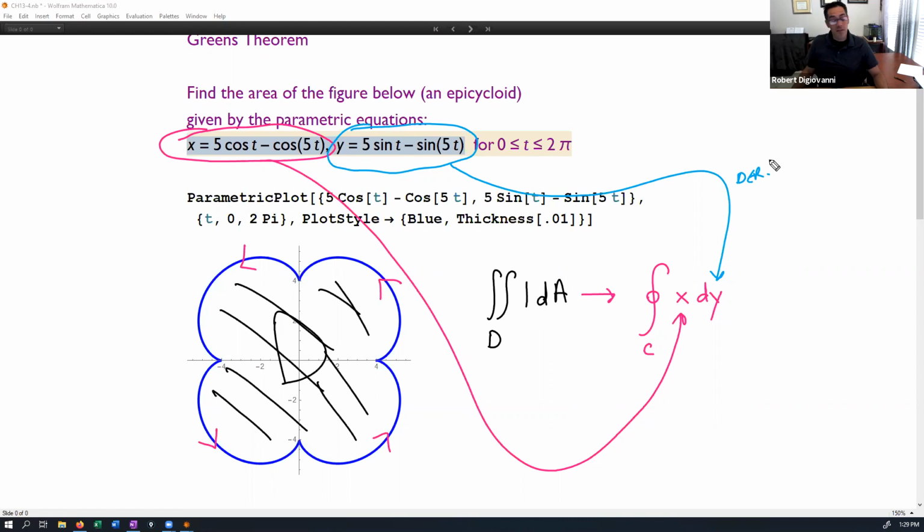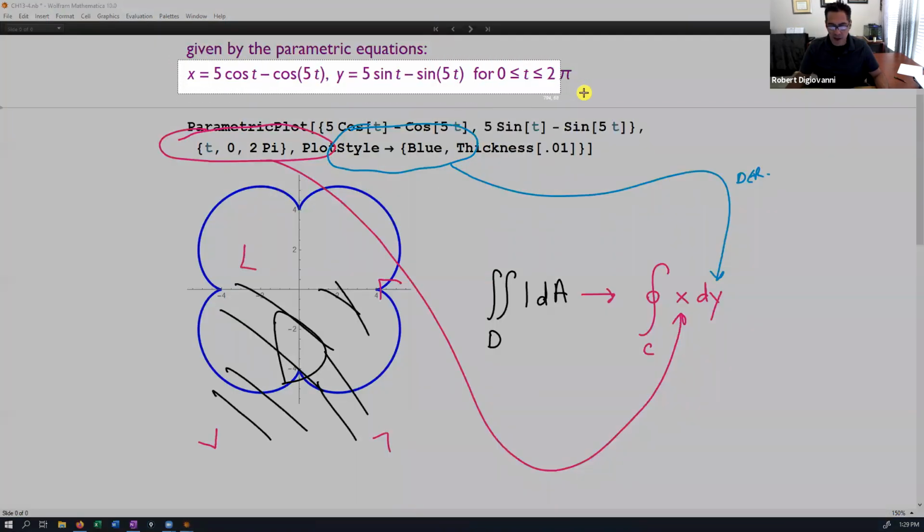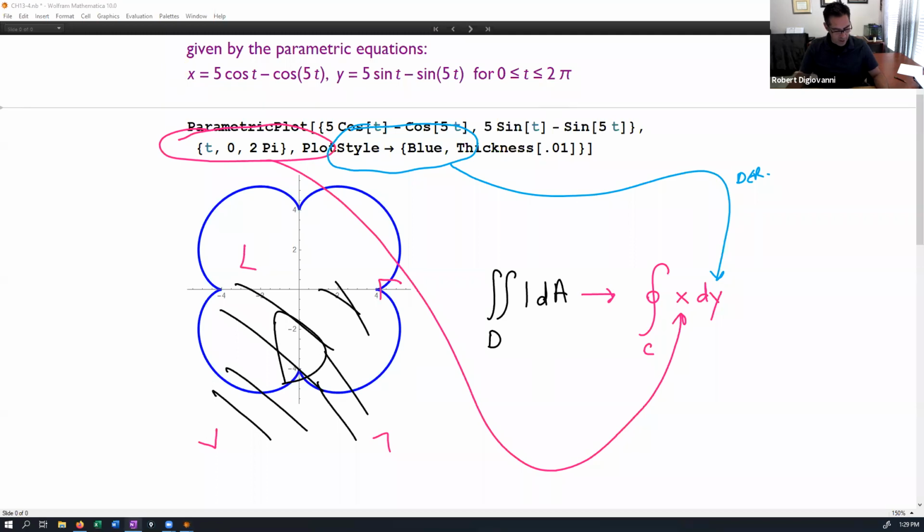I've been teaching this forever, and I still find this to be absolutely amazing: you can find the area of some weird region as long as you can do the line integral around it. It's very strange. All right. We're gonna do this. I don't know if we're gonna do the whole thing, but we're gonna at least set it up.